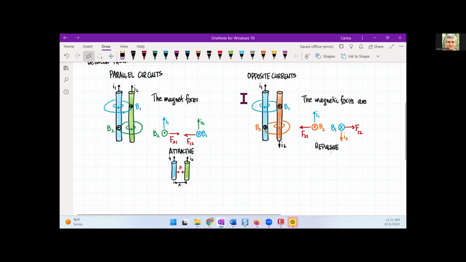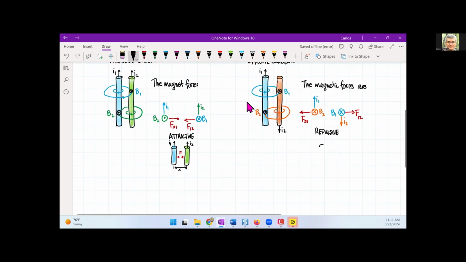So when I look at these wires, we're seeing that these wires are actually pushing each other away. So there is clear repulsion in this situation. And again, this is for the situation where they have opposite currents. So that current's going like this, and this current is going like that.